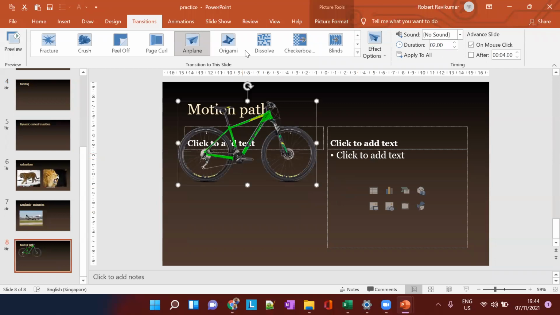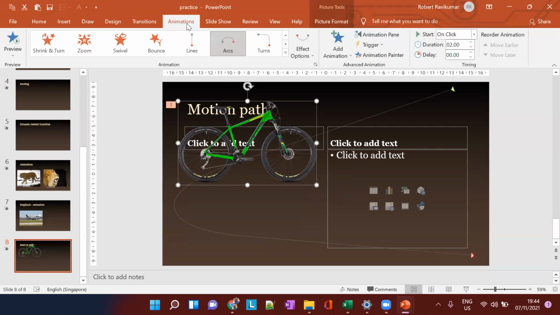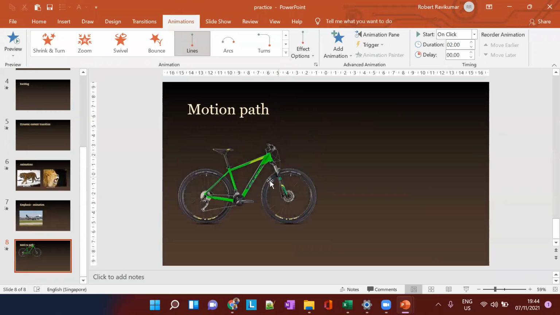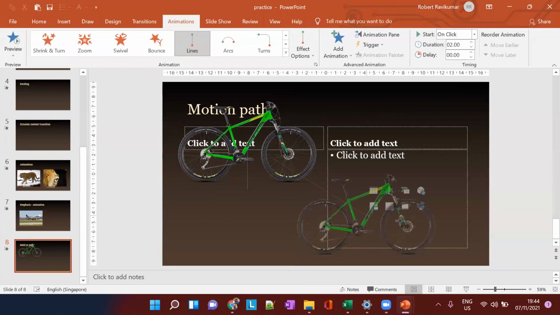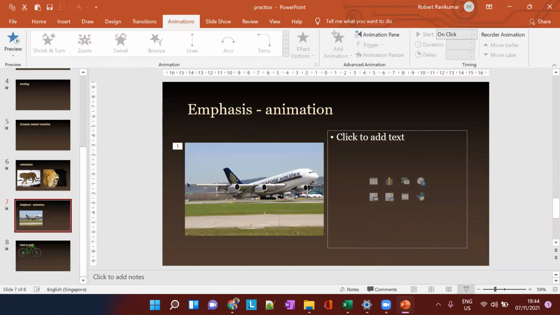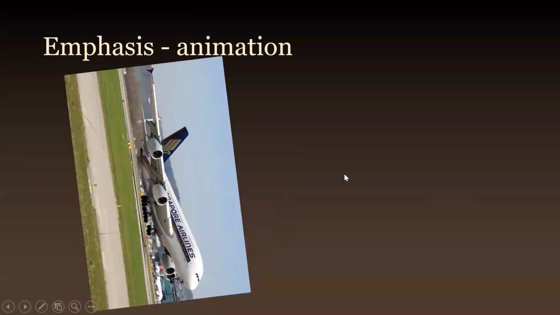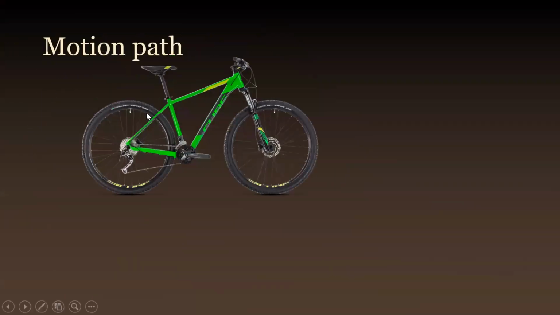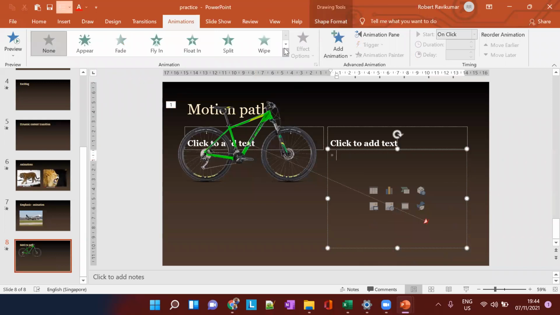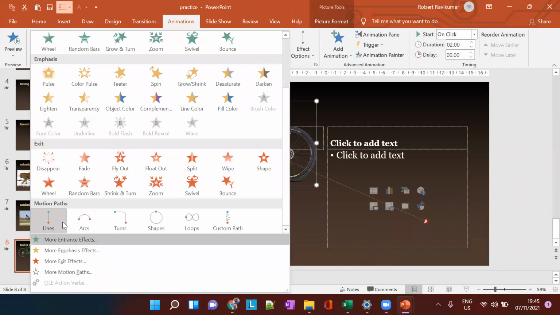Let's choose a different motion path for this particular animation. Go to animations, and I can choose any type of animation here. Now we have chosen arc, so it curves around and comes like this. We can do a straight line animation like this. You can choose a straight line from here to here. So now the cycle moves in a straight line instead of a curved path. See here, it moves in a straight line. That's what we chose in the animations here.